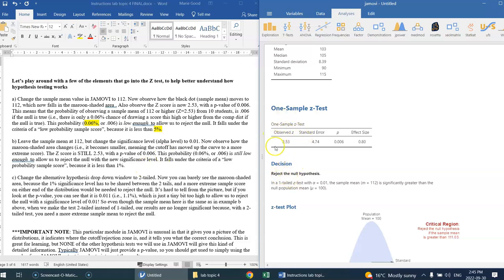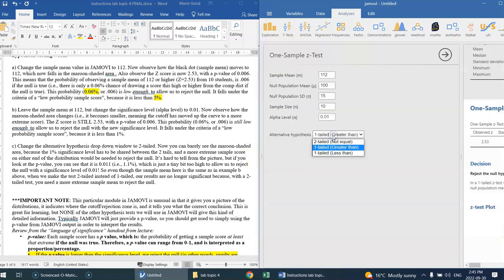The observed z-score stays the same, the p-value stays the same, and because the p-value here, 0.006, is less than 0.01, that still allows us to reject the null hypothesis. Right? So this probability is still low enough to allow us to reject the null, even though we made the significance level more stringent. It falls under the criteria of a low probability sample score because it's less than 0.01 or 1%.